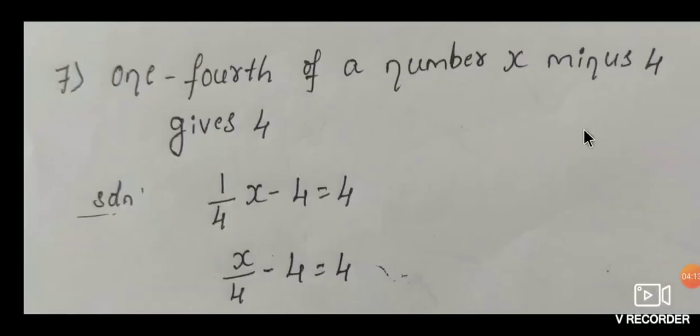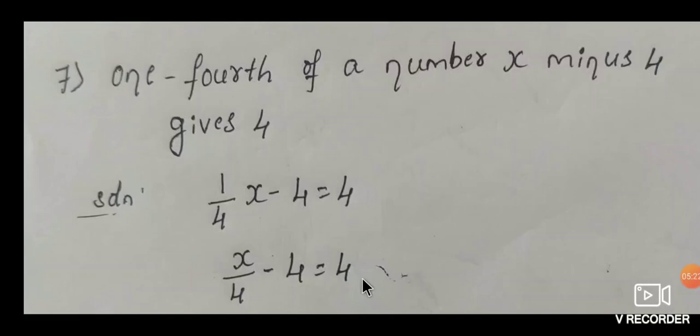Next, I have taken the seventh problem. 1/4 means 1 by 4 of a number x. 1 by 4 of a number x minus 4 gives 4. Is it correct? Yes, correct. 1/4 of a number x minus 4 is equal to 4. That is 1 into x, 1x, that is x by 4 minus 4 is equal to 4. Correct? Yes, that's very simple. So what to do: first you should carefully read the question, then it will be understood very easily.